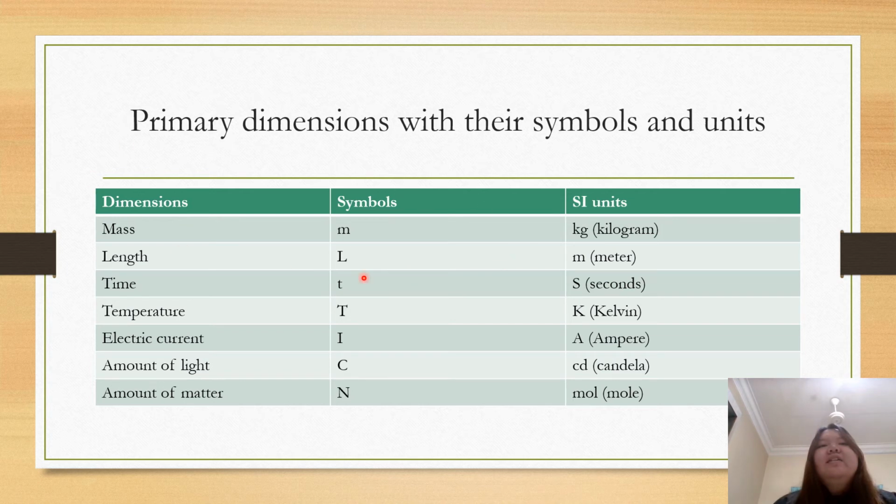This shows the table of the primary dimensions with their symbols and units. For mass, we use M, length is L, time is T, temperature is capital Theta, electric current we call I, amount of light we call C, and amount of matter we use N. These are the SI units for these basic dimensions.